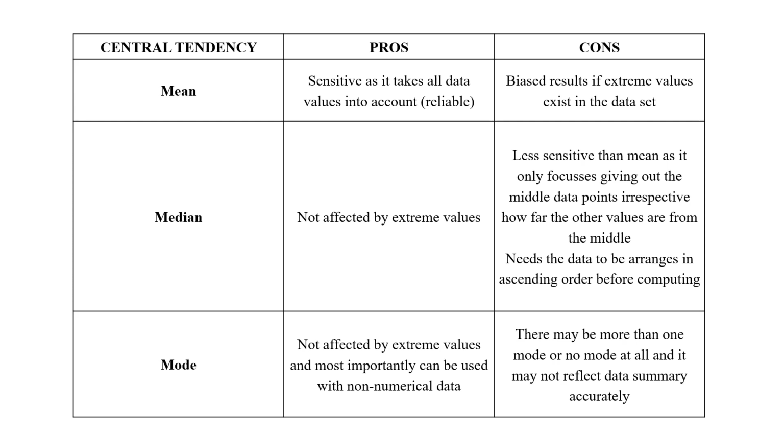The most important advantage of median is that it is not affected by extreme values. On the other hand, it is less sensitive than mean, as it only focuses on giving out the middle data points irrespective of how far the other values are from the middle. Also, it needs the data to be arranged in ascending order before computing.